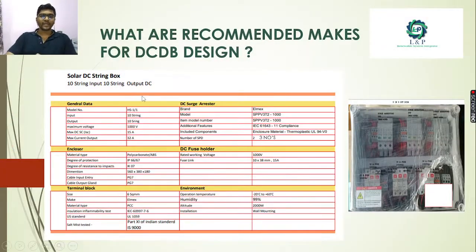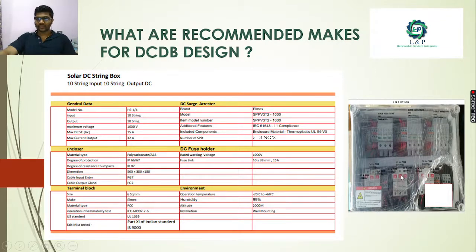This is 10 input, 10 output. Maybe if we are going for a 100 kilowatt inverter, that is 82.8 kilowatt, we can go for these sorts of DCDBs. Here it has inputs of around 10 and outputs of around 10. Normally when we design any 100 kilowatt, we used to keep one as a spare, because if any line fails, we can use the alternative one. And here we are using 3 SPDs.